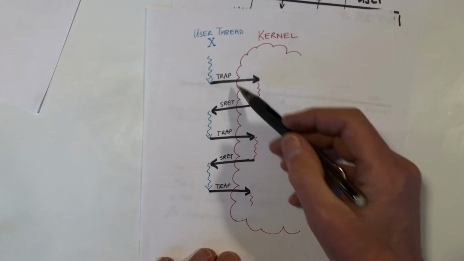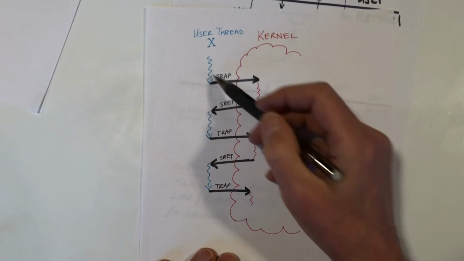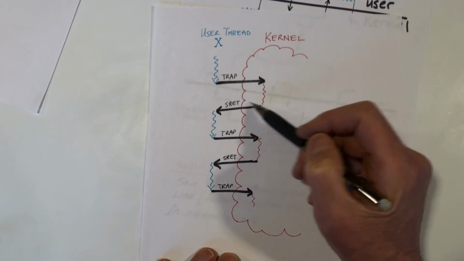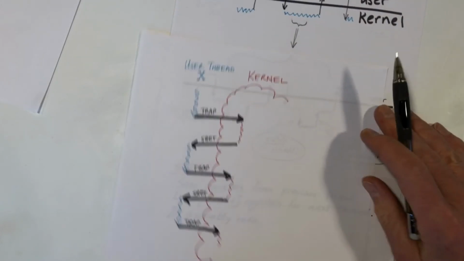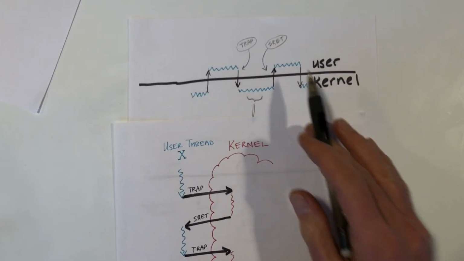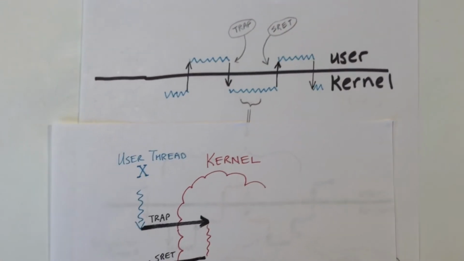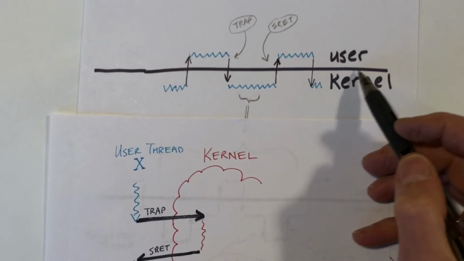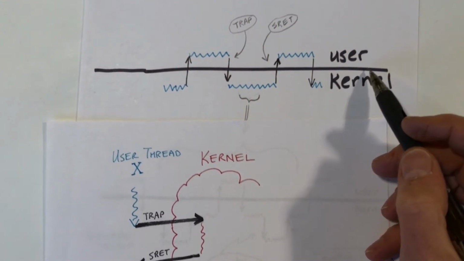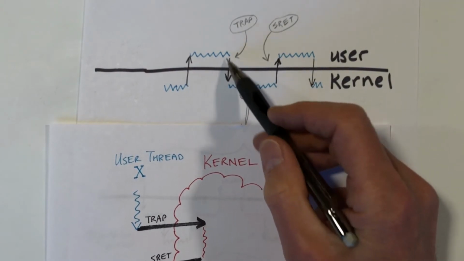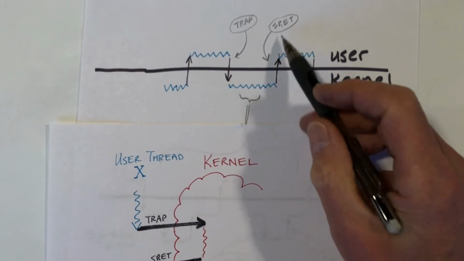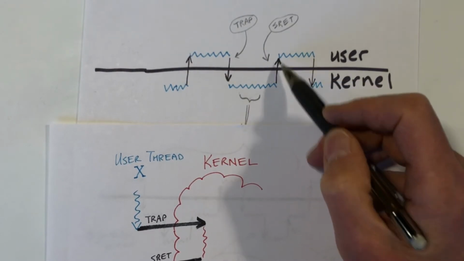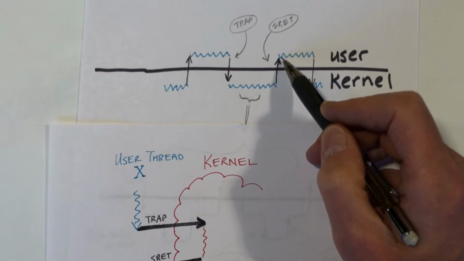Now, I showed time flowing down the page here. We do a trap into the kernel, and then we do a return back, from the point of view of the user's thread. Sometimes we see it drawn differently. Here, in this diagram up here, time is flowing to the right. So we see the trap occurring from user mode into kernel mode. And then at the system return, we have a context switch from kernel mode back into user mode.